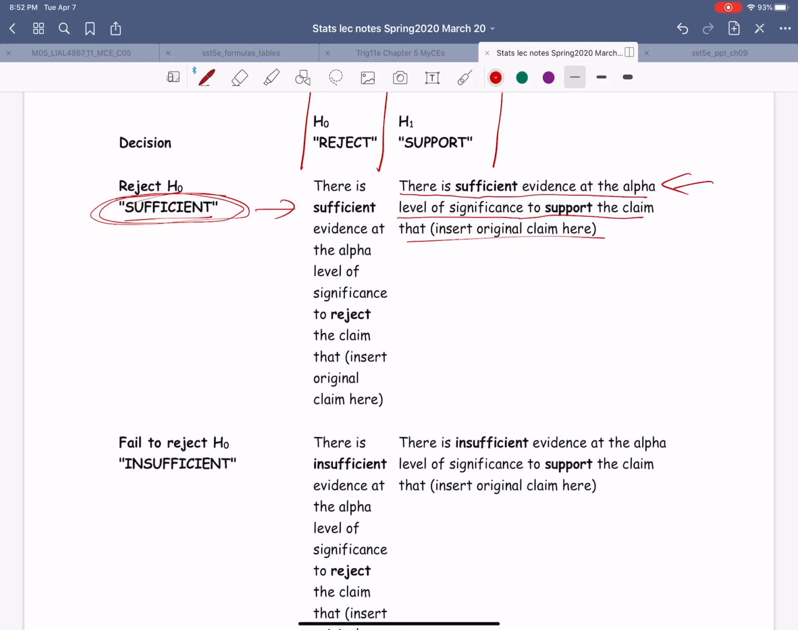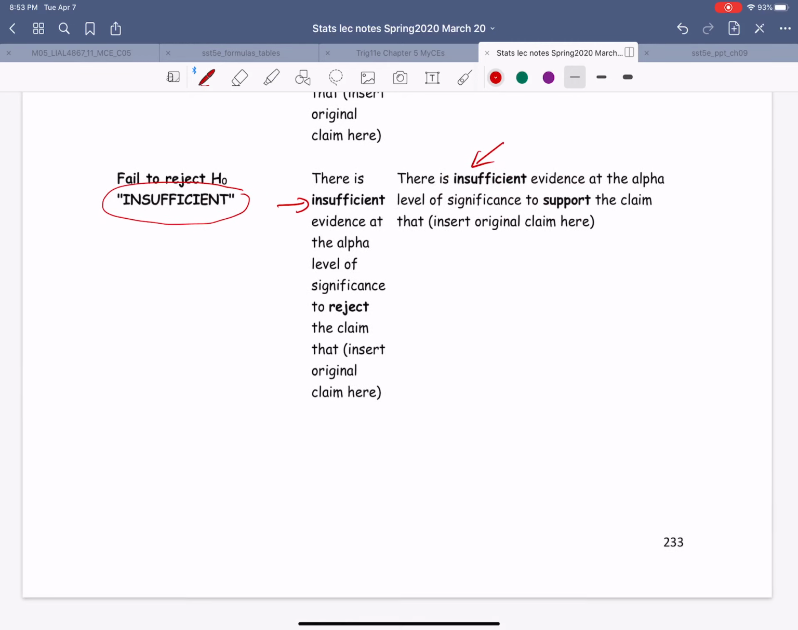Again, keep in mind, if we reject H naught, there is sufficient evidence either for H naught or for H1. If we fail to reject, whether the claim is H naught or H1, we have insufficient evidence in both cases.